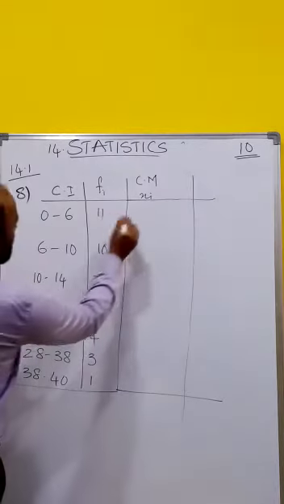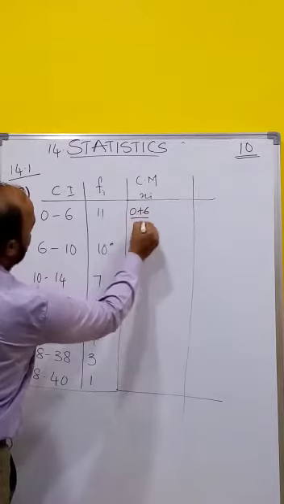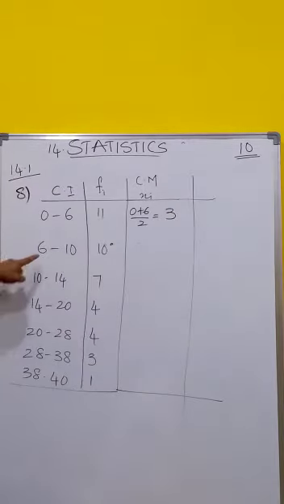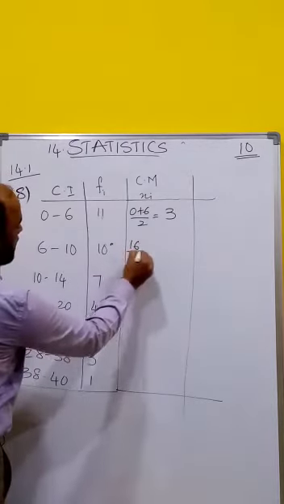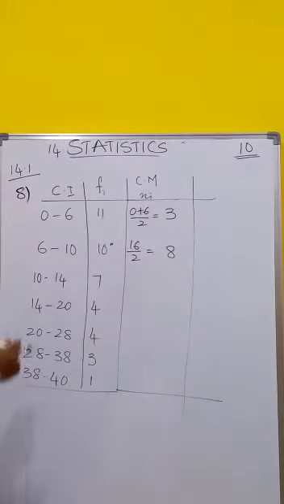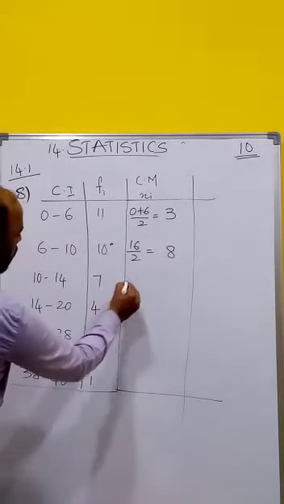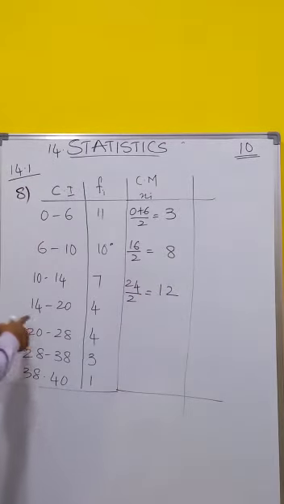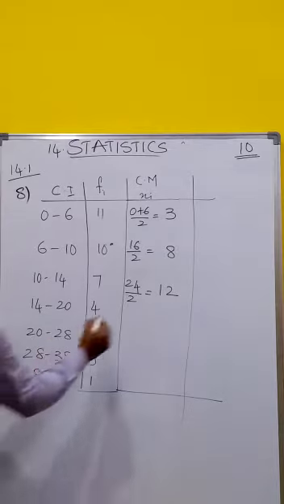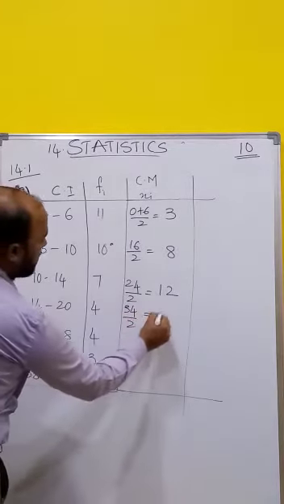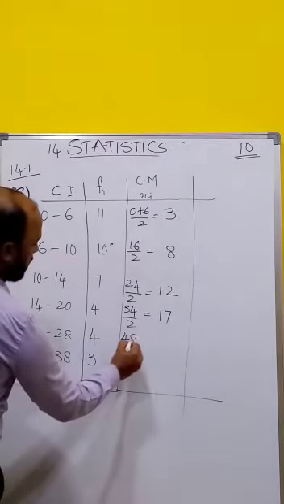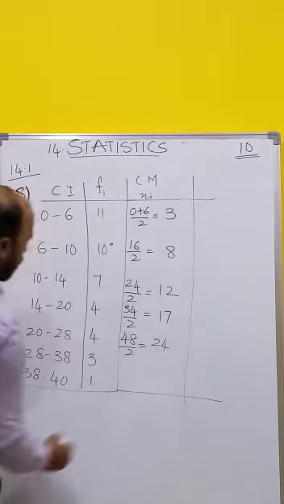Yes, the first one is 0 plus 6 by 2. What is the answer? 6 by 2 is 3. Then 6 plus 10, 16, 16 by 2 is 8. 10 plus 14, 24, 24 by 2. What is the answer? It is 12. Then 14 plus 20, 34, 34 by 2 is 17. 20 plus 28 is 48, by 2 it is 24.